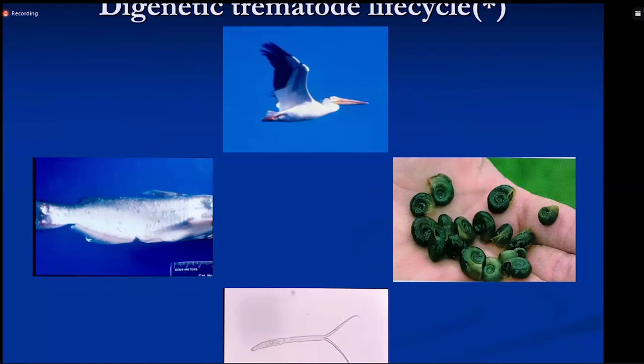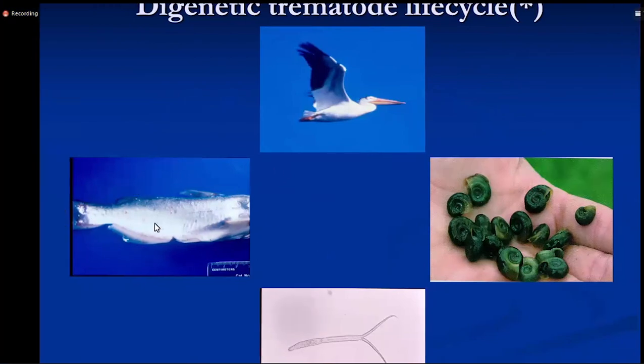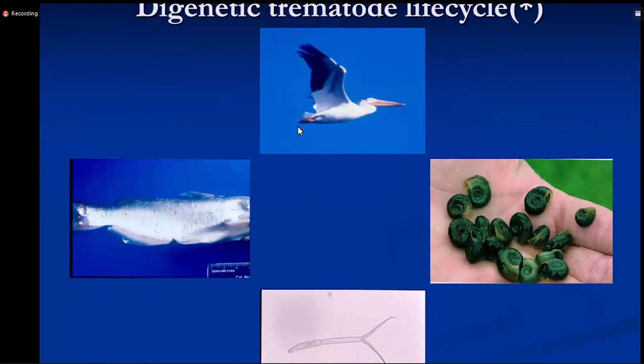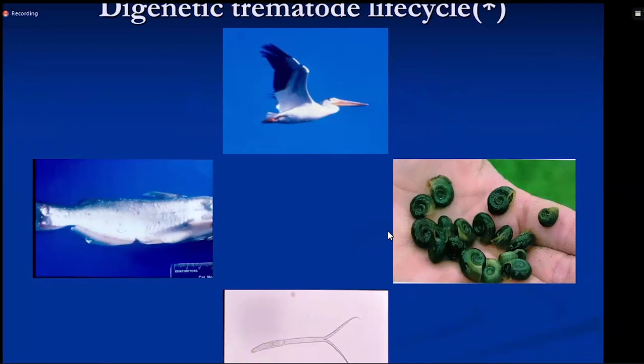So as an example of a vector and how other animals are involved in the potential life cycle, we have like digenetic trematodes. Well, the species that we're most concerned with is our fish, but birds could be a very important part of a particular life cycle of certain pathogens, as well as invertebrates such as these snails right here.